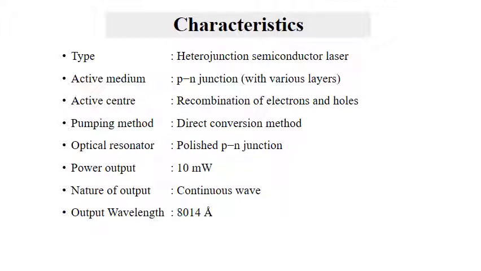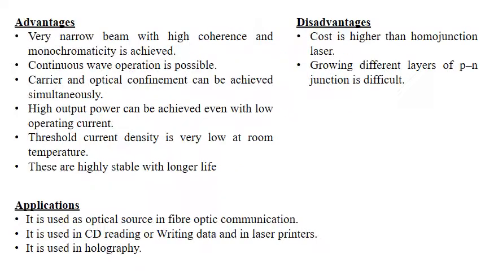Active medium is PN junction with various materials. Active center is the recombination of electrons and holes. Pumping method is direct conversion. Optical resonator is a polished PN junction, output power is 10 milliwatt, and nature of output is continuous wave. The wavelength of the output is 8014 Angstrom.